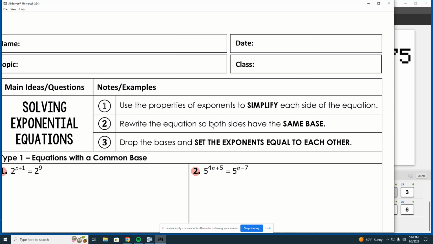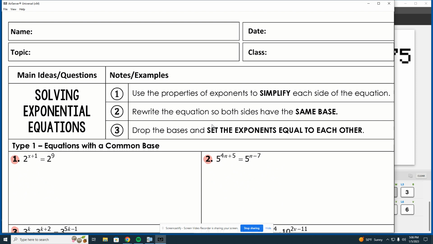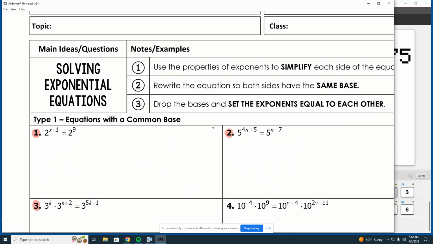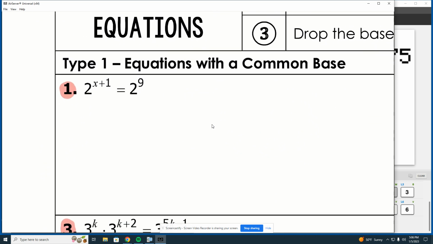And as soon as they have the same base, we're going to drop off the bases and then we're going to just set the exponents equal to each other and solve. So for example, look at number 1. Is there multiple things on the left side that we need to combine? No, not on the right either. So we don't actually have to do step 1 and then step 2.